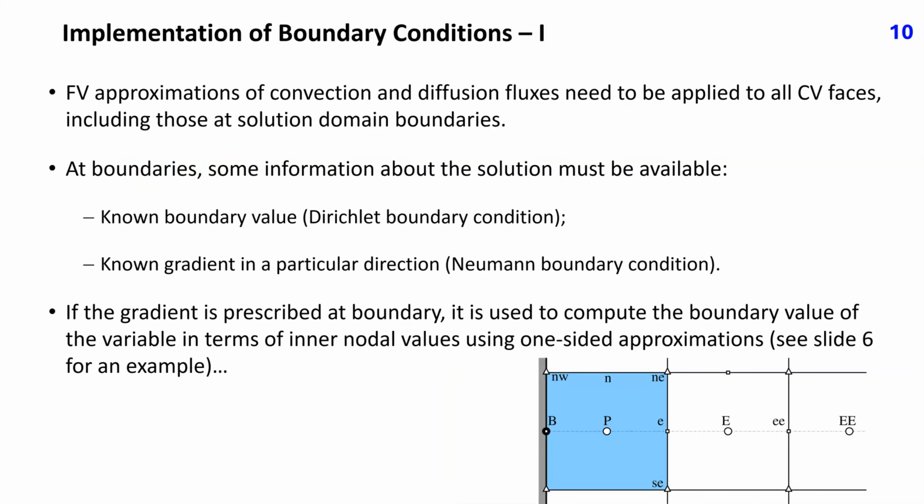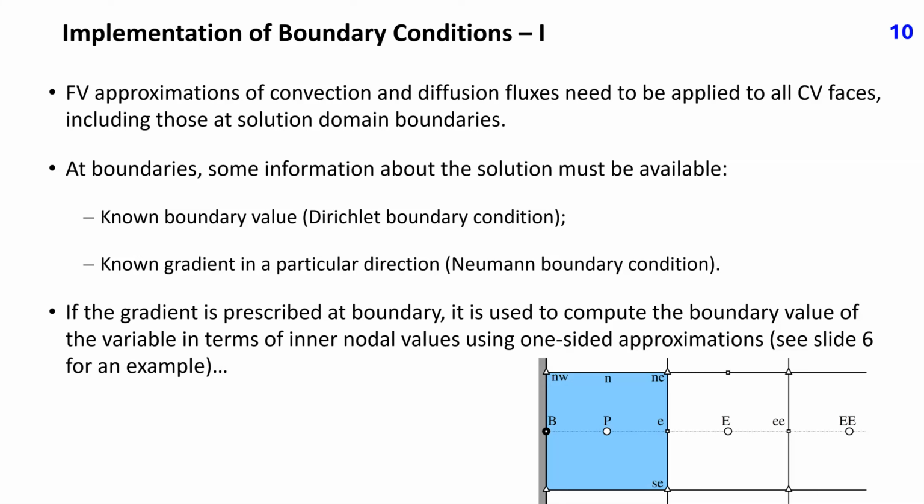Finite volume approximations of convection and diffusion fluxes need to be applied to all control volume faces, including those at solution domain boundaries. At boundaries, some information about the solution must be available. One of these two options is usually applicable: known boundary value, Dirichlet boundary condition, or known gradient in a particular direction, Neumann boundary condition. If boundary value is not known but the gradient is prescribed, a one-sided approximation of the gradient is used to compute the boundary value of the variable in terms of inner nodal values as described in slide 6.